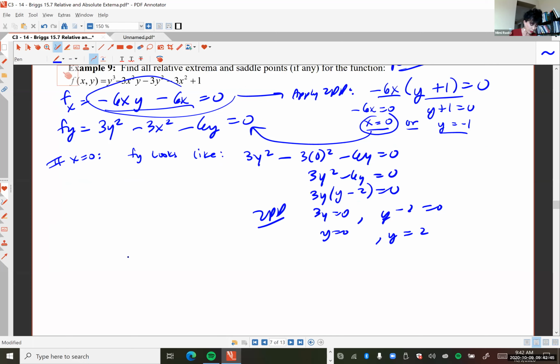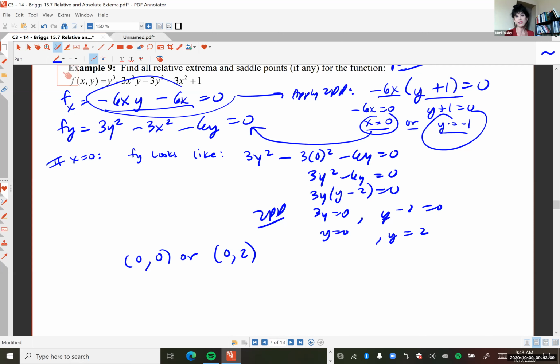Okay, so what are we saying? We're saying that when x is 0, y could either be 0, or y would equal 2. Well, how come y isn't equal to -1? Because that won't make both of the partials simultaneously equal to 0. So the point (0, -1) is not a critical point. Don't even go there, because it's not going to make both of these equations go to 0.